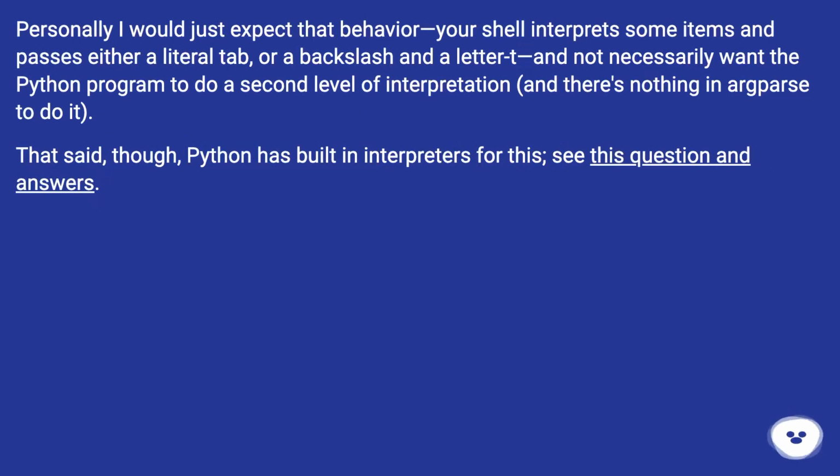Personally, I would just expect that behavior: your shell interprets some items and passes either a literal tab, or a \ and a letter t, and I would not necessarily want the Python program to do a second level of interpretation, and there's nothing in Argparse to do it. That said, though, Python has built-in interpreters for this. See this question and answers.